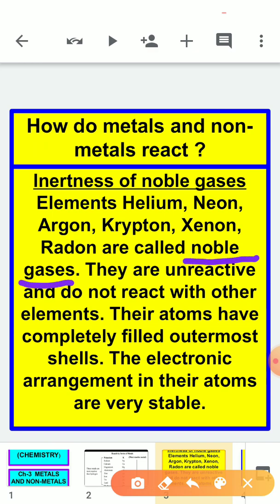They are noble gases, they are unreactive and do not react with any other elements. Their atoms have completely filled outermost shells. The electronic arrangement in their atoms is very stable.